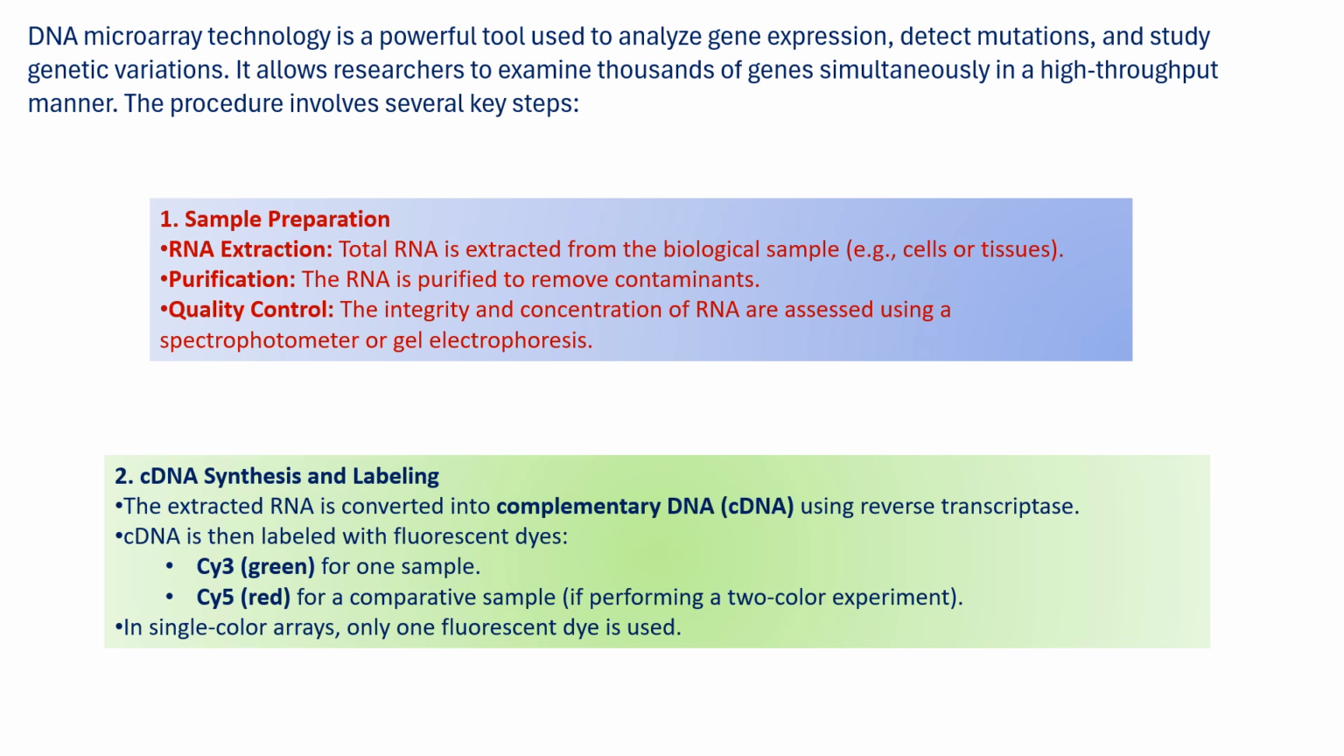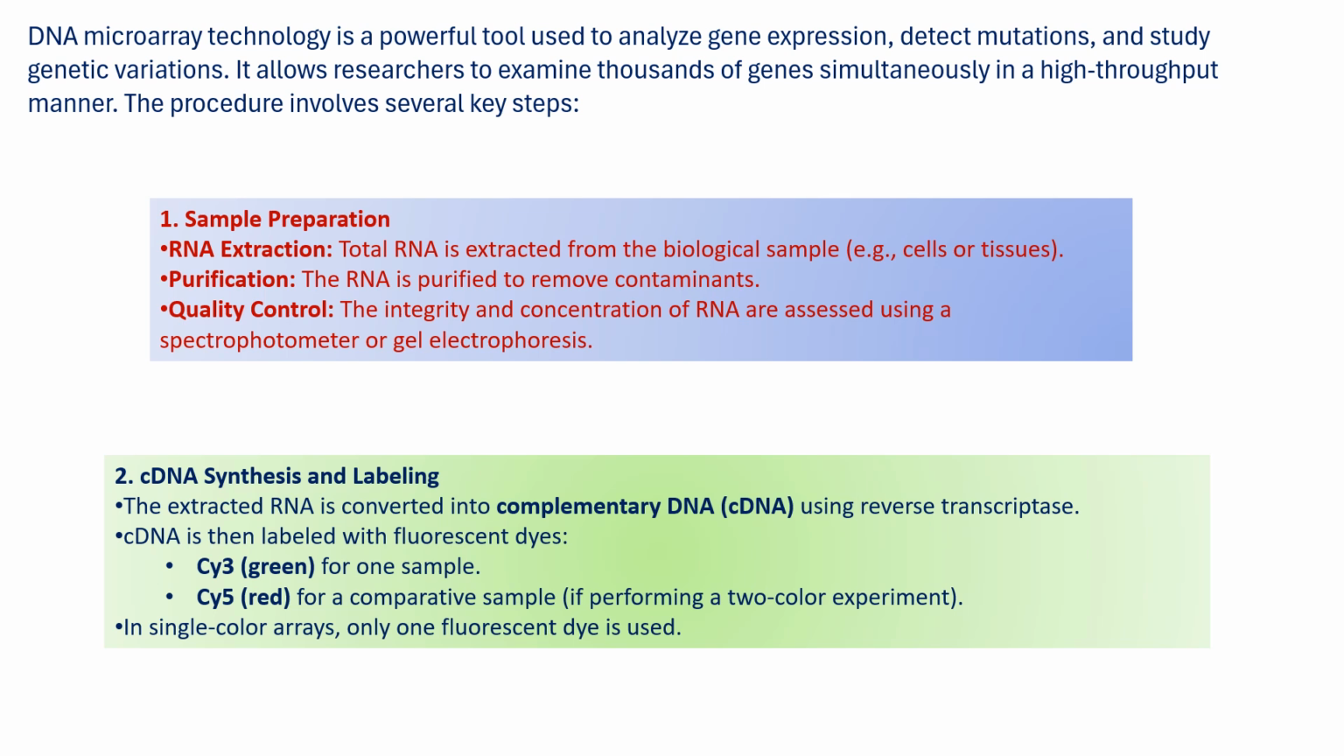The first step is sample preparation, wherein we are going to extract the RNA from the source. It can be any biological sample, a cell or a tissue. And the RNA is purified to remove contaminants. And the quality control, it is a quality check to assess the integrity and concentration of RNA using spectrophotometer or gel electrophoresis.